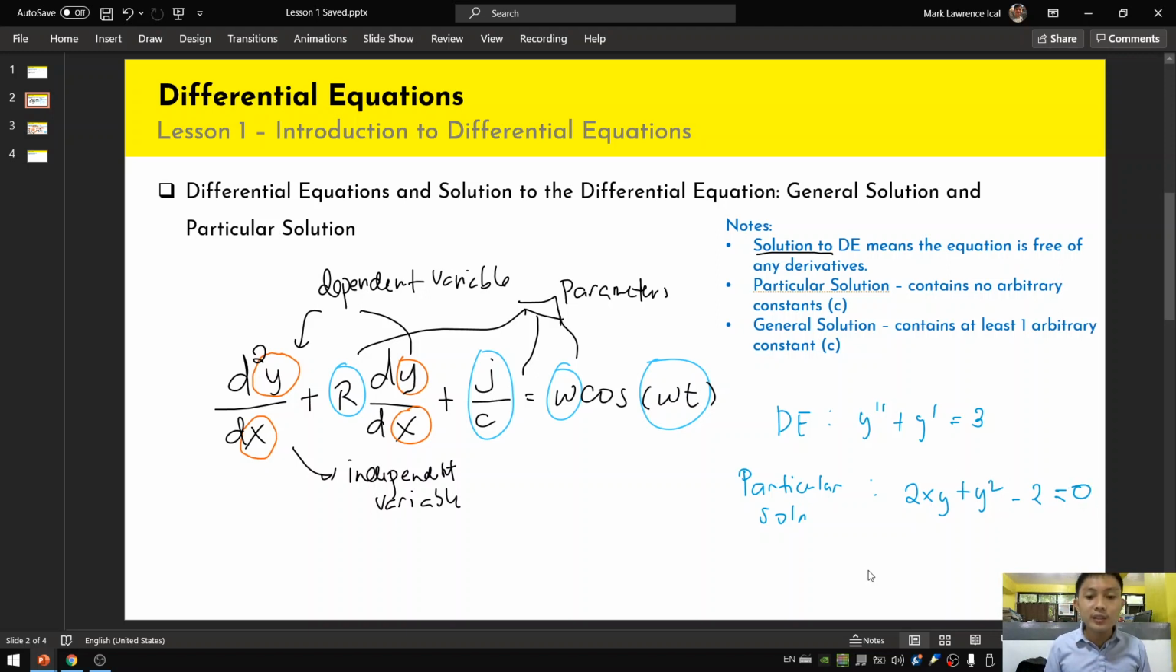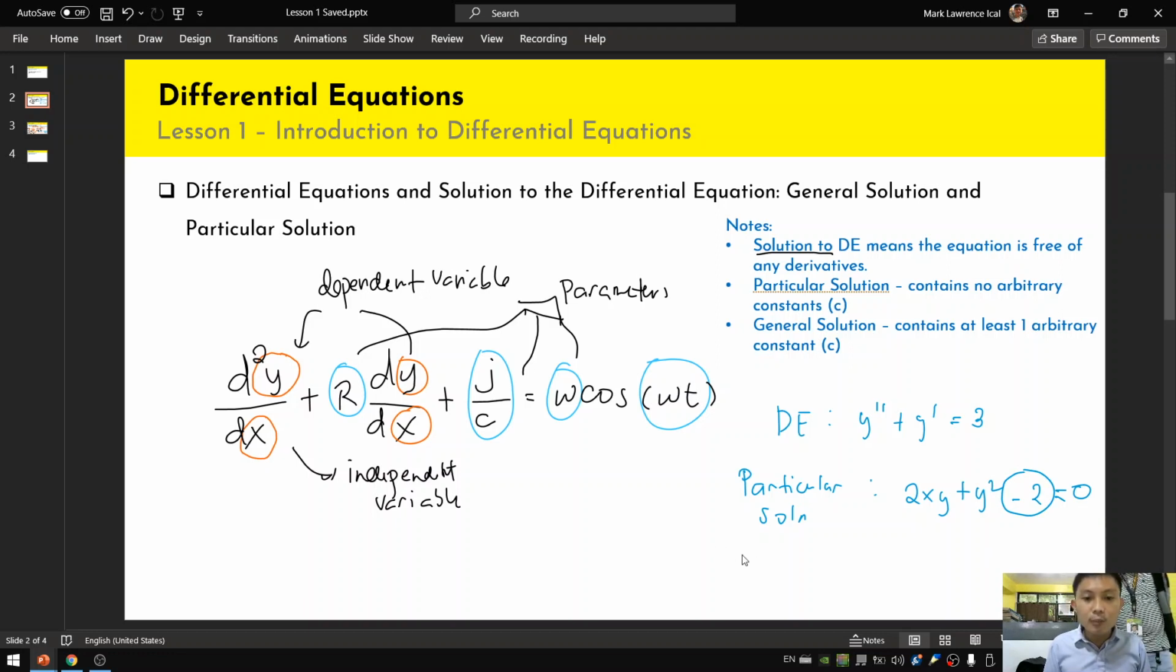Paano nangyari yun, sir? This means that the particular solution has already been found, yung C or yung arbitrary constant ay nakuha nyo na, or na-solve nyo na yung arbitrary constant C. This means that this can be the arbitrary constant, probably, okay?